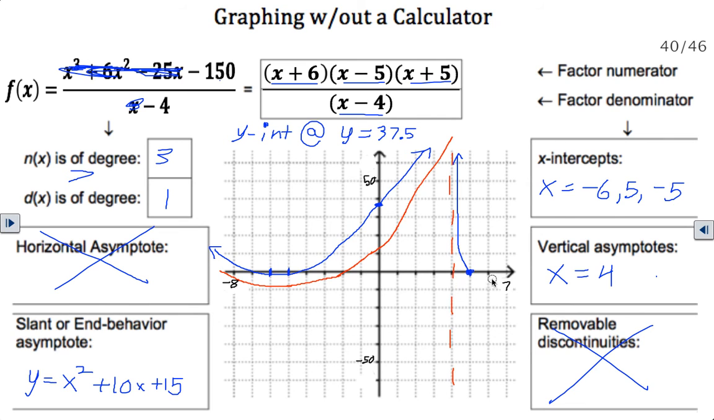But what happens over here? Pick a number that's in this section, so a 6 or a 7. If x was 6, you would have a positive value here, positive here, and positive here, and positive down here. So you're also going to be going up on this side as well. So your graph may look something like this, okay?